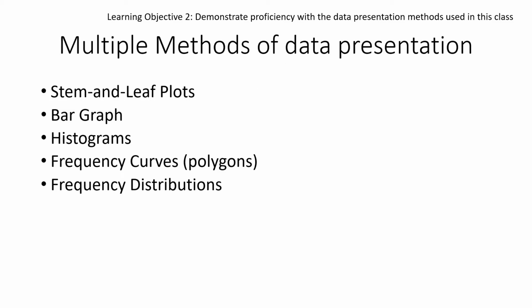Let's get to the second learning objective, which is to demonstrate proficiency with the data presentation methods used in this class. The methods we're going to use are the stem and leaf plot, though I'm only going to talk about that briefly, and I'm not going to expect you to do it again after that. But then we've got bar graphs, histograms, frequency curves, and what we're going to spend quite a bit of time with, which is frequency distributions. Before we get to those, and I'm going to have slides for each of those, let's first talk about the general rules for graphs.